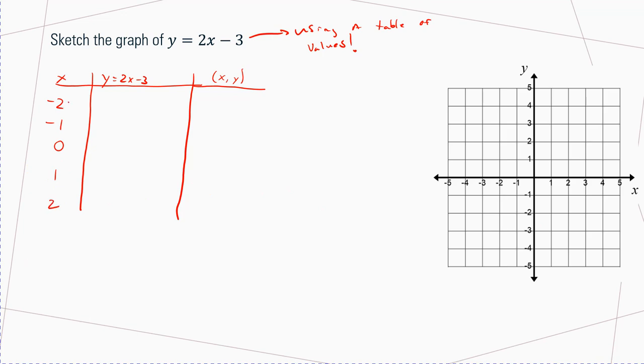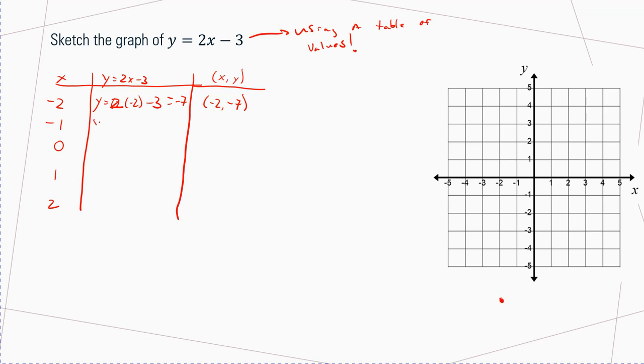Now all you can do is take these and plug them in. So it's going to be y is equal to 2 times negative 2 minus 3. Well, 2 times negative 2 is negative 4. Negative 4 minus 3 is negative 7. So this is one solution to this equation. If you were to plot this, that negative 7 is actually off the axis, but you'd go negative 2, and negative 7 would probably be right around here.